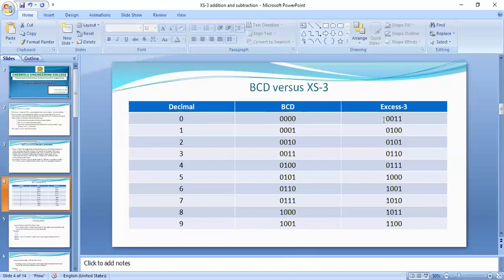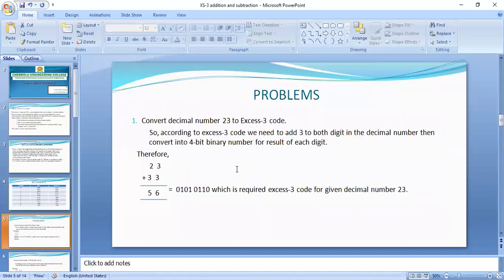In XS3 also, see here, for decimal 0, if we add 3, the equivalent XS3 is 0011. You may observe the starting number is 0011 and it ends with 1100, and we will never get 0000, 0001, 0010. Similarly 1101, 1110, 1111. So in XS3 also we have 6 invalid combinations. This is the difference between BCD and XS3.